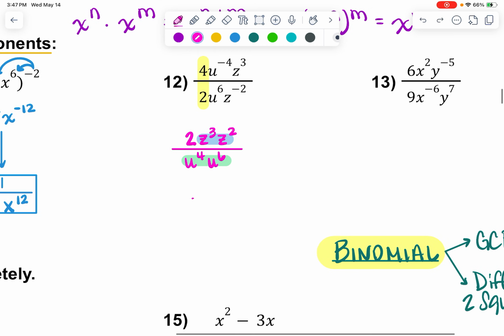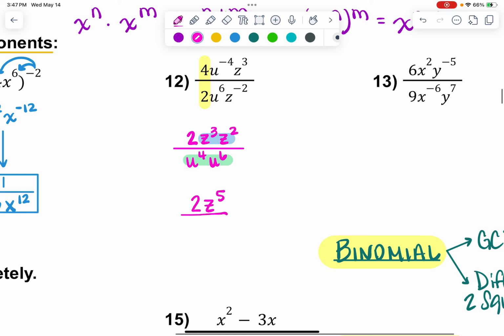So our final answer is going to end up being 2z to the 5th, because 3 z's and 2 more z's makes 5 total. And then I would have u to the 10th power in the denominator. And that's going to be our final answer.